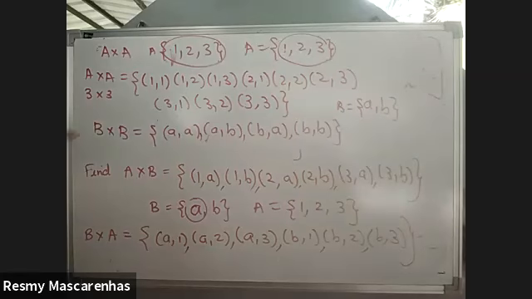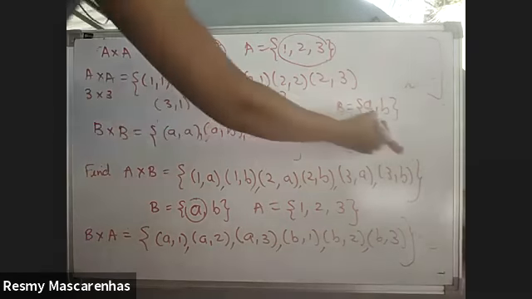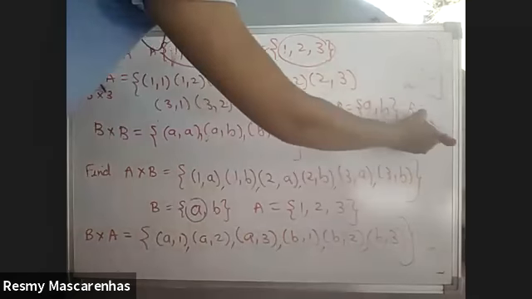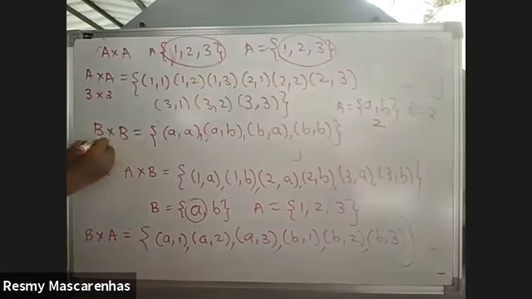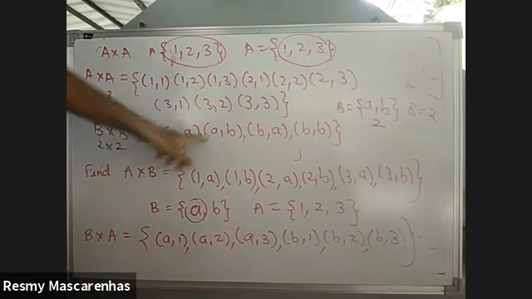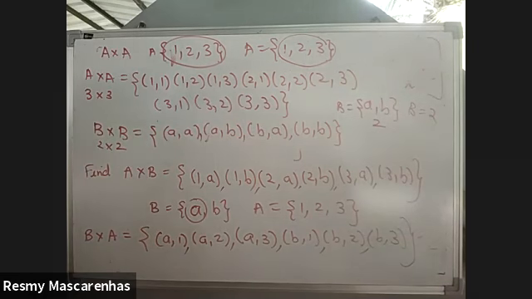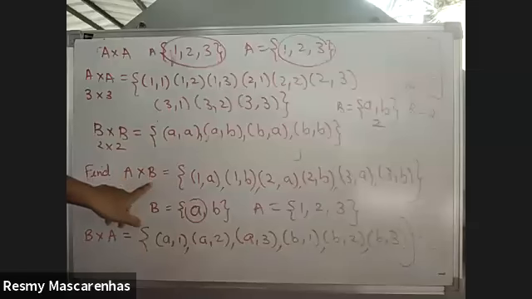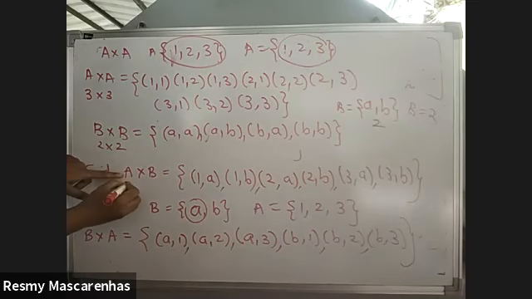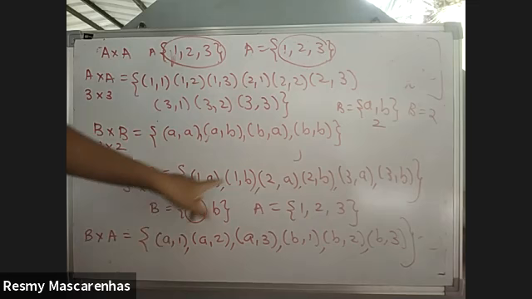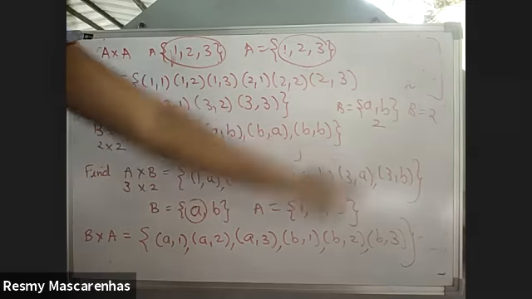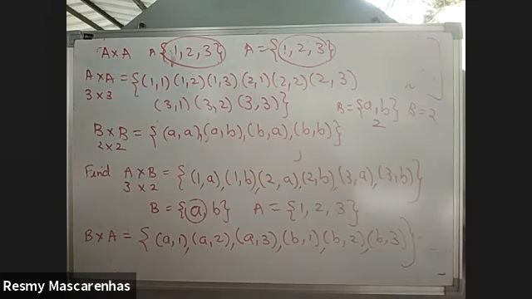Same way, when we were finding B cross B, B had 2 elements, another B had 2 elements. So this would be 2 cross 2. That's why we got 4 elements. Here, how many did we get? A had 3 elements, B had 2 elements. That's why we got a total of 6 elements. So you should know this property: if A has m elements and B has n elements, then A cross B will have the multiplication of both the element counts.